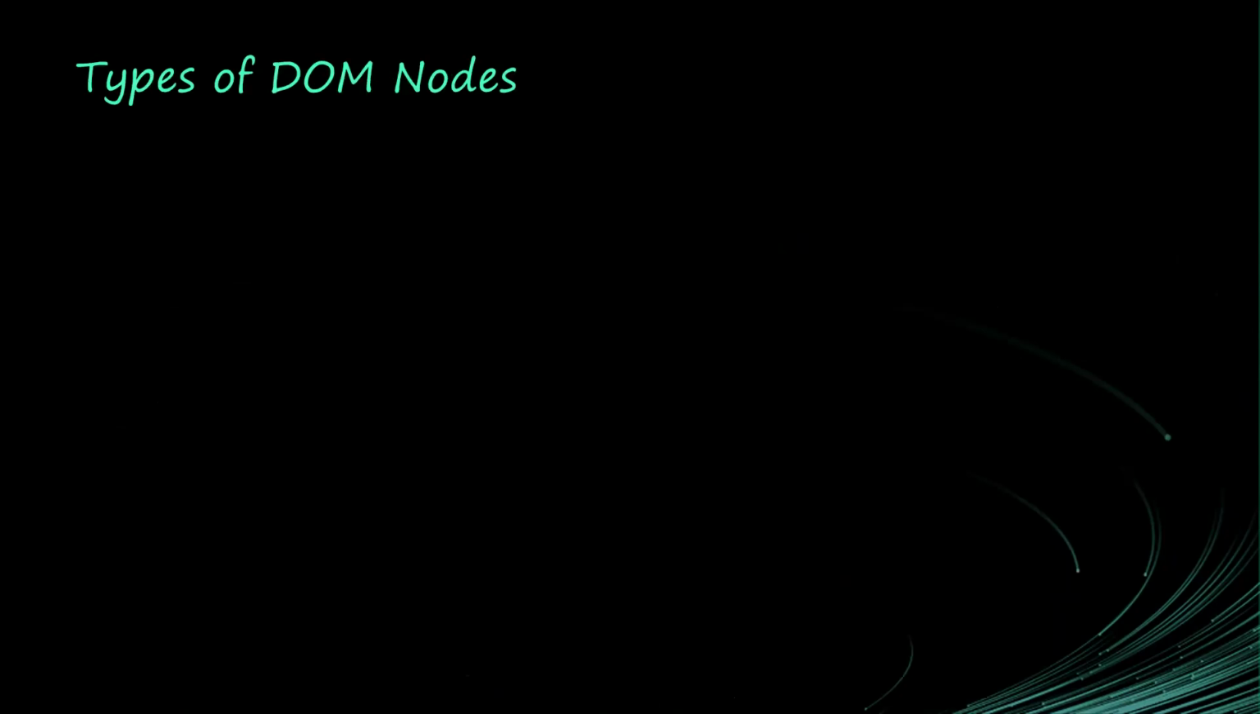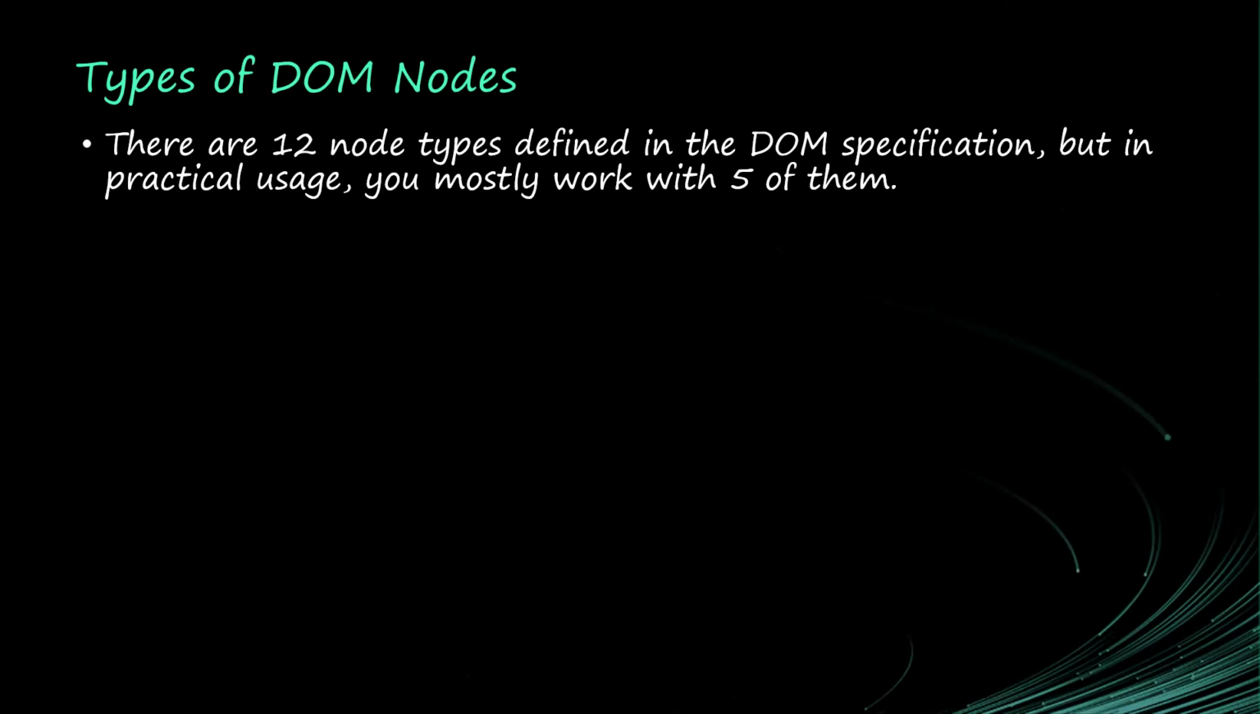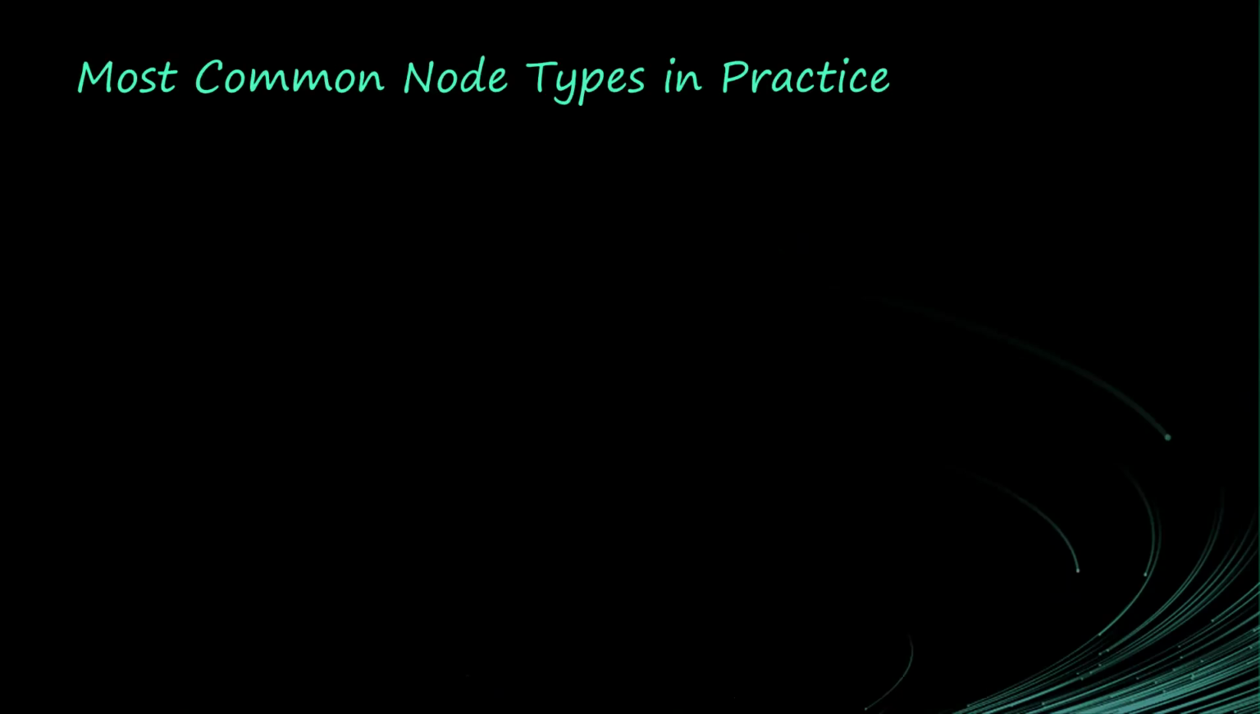So, types of DOM nodes. There are 12 types defined in the DOM specification. Remember that the DOM does not only have to do with HTML, it also has to do with XML. There are 12 types of nodes defined in the DOM specification, but in practical usage, we mostly work with 5 of them. Let's take a look at the common node types we use in practice.